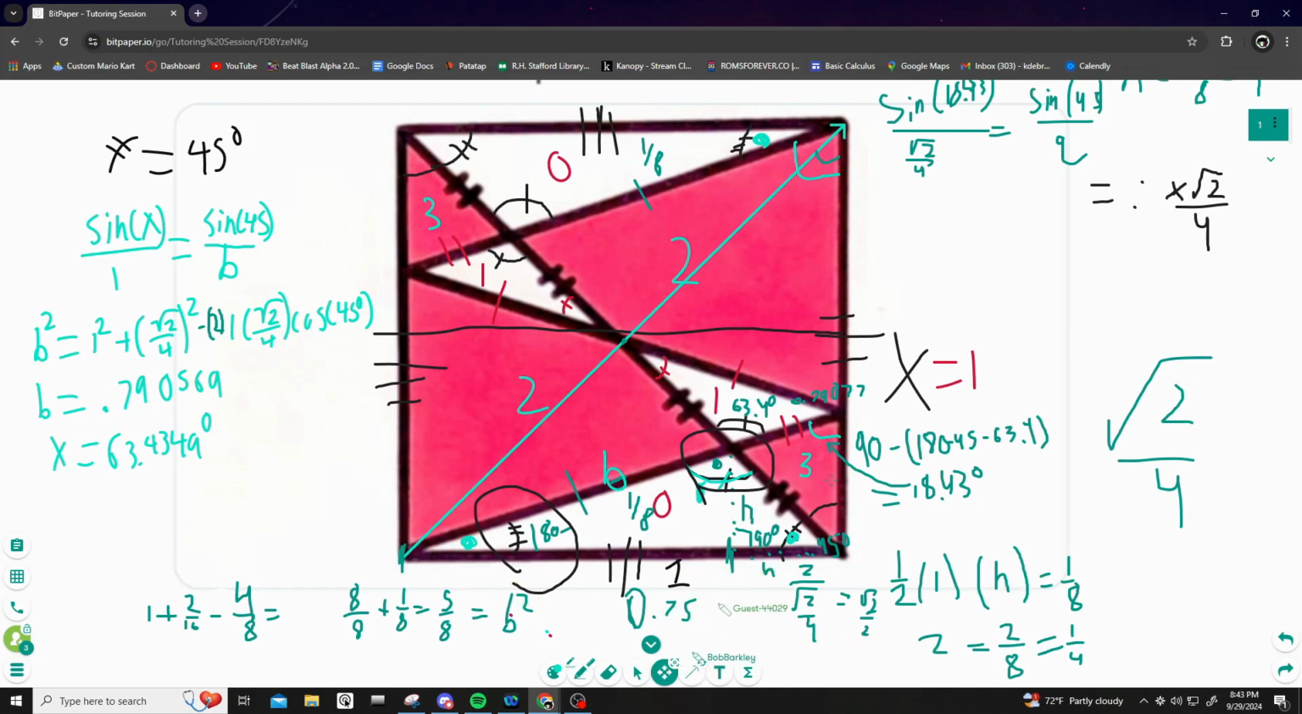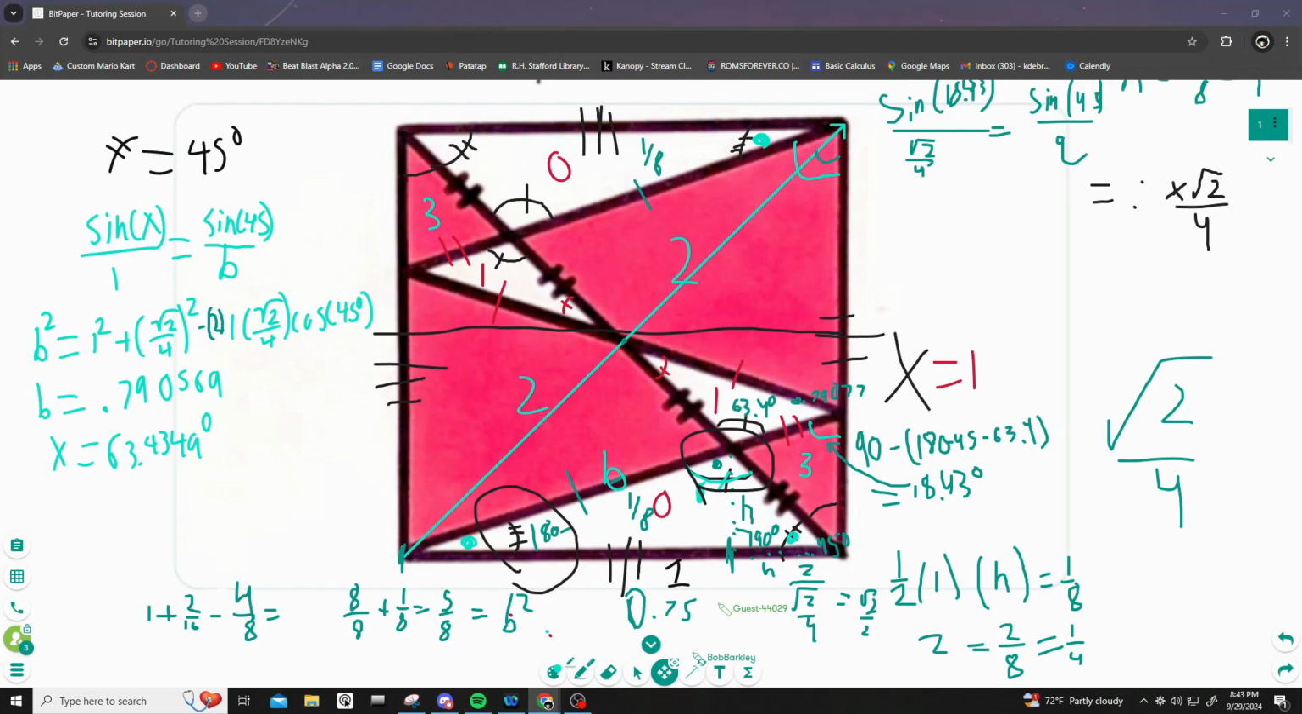So the Pythagorean theorem tells us that b should be the square root of 0.75 squared plus 0.25 squared, which is exactly the number we got, 0.7905694415. All right, so B's correct.